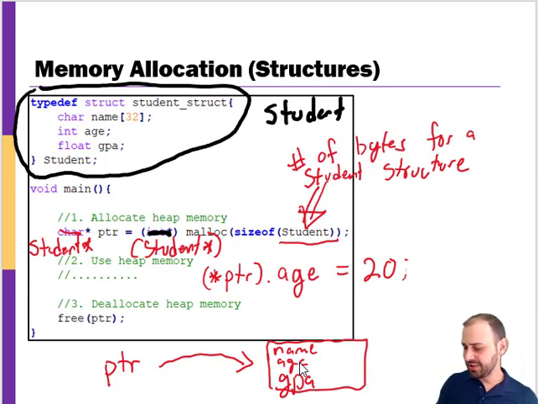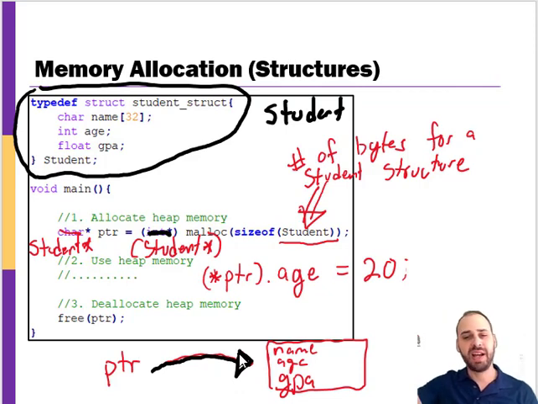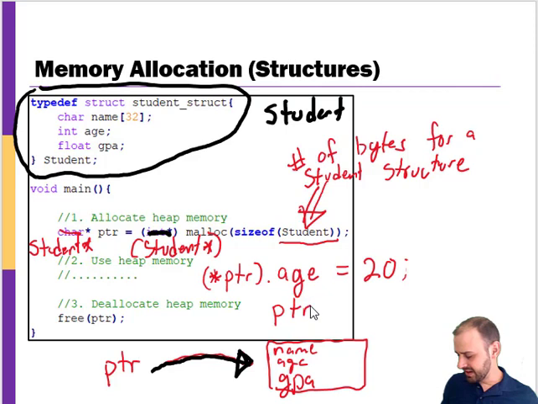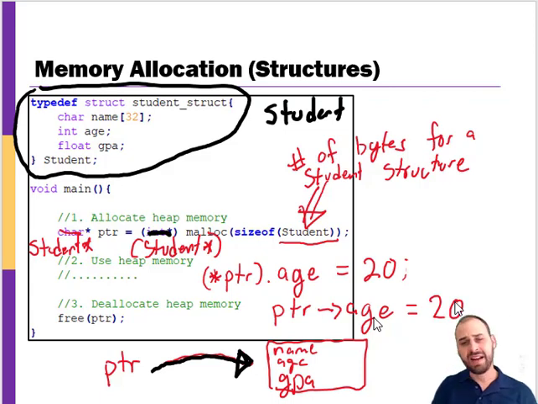Right? So we need that star, because the star is saying go to where the pointer points to, and then the dot is saying, well, I want the age or the GPA or the name. Okay. Now, just to tie this back into something that we've seen before, star pointer dot age is the exact same thing as saying this. I could also do that with the arrow symbol, right? Dash greater than sign. That's the exact same thing. It means dereference the pointer and then use dot notation.